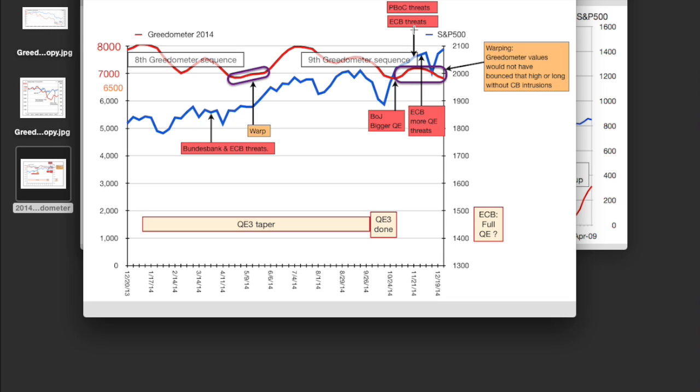So it's the job of both Greedometers to bake in the reactions to central bank actions. So several things, I suppose, can be seen from the Greedometer sequences. They provide an advance warning before a stock market crash, and they are also susceptible to being warped by central banker actions.